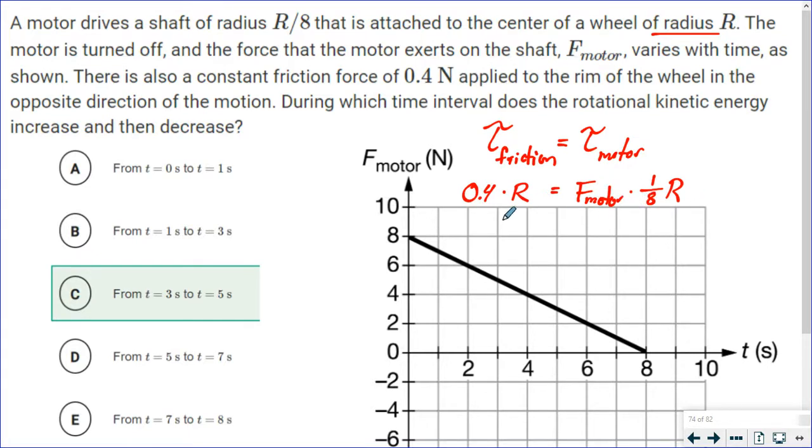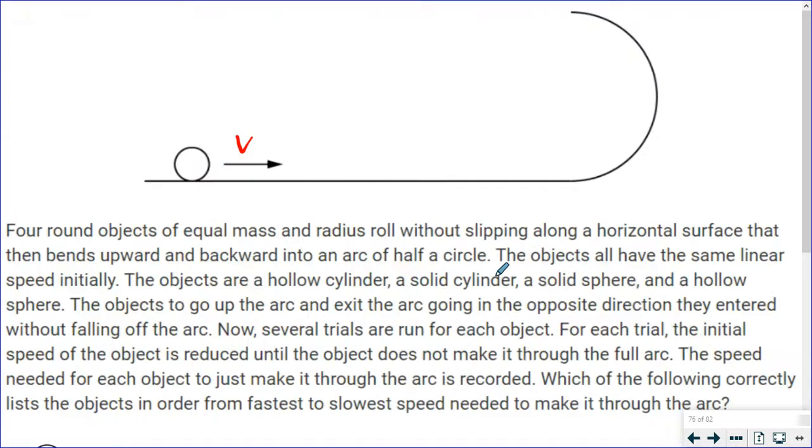If you solve this for your force of the motor, the radius cancels and you get 3.2 newtons. So when the force of the motor is equal to 3.2 newtons, we have no acceleration. For all values past this, the force of the motor is small enough that the frictional torque is larger. So we're decelerating on this side and we're accelerating on this side. And so it's going to be right in that range, 3 to 5 seconds. At 5 seconds, it looks like you hit 3. We're right at the halfway point according to our slope here. And so it's just before your 5 seconds that we'd have it change, and that's how you get C.